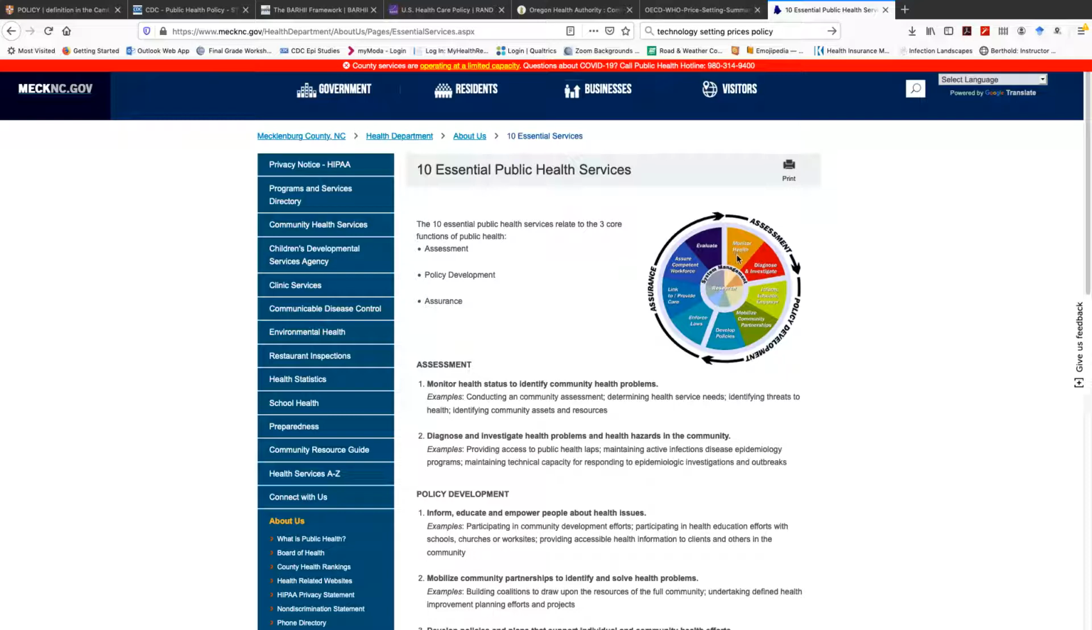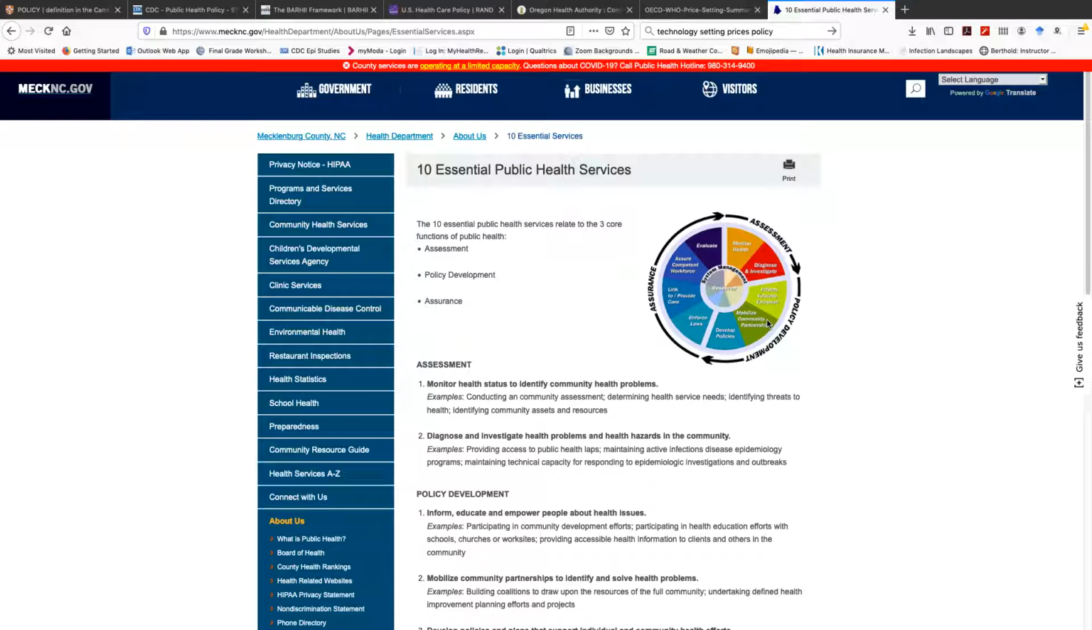One of the big things is assessing to make sure that we need different things in our society. So we monitor health, we diagnose and investigate, we do policy development here to inform, educate, and empower, mobilize community partnerships, and we develop policies. These policies can go into laws, they can require people to be linked to provided care. We can assure compliance and workforce, so in other words, creating policies that do this, and then we evaluate these things to make sure that they're working.